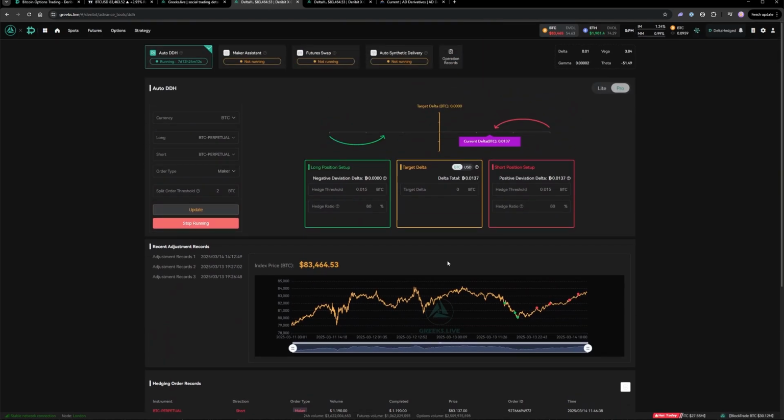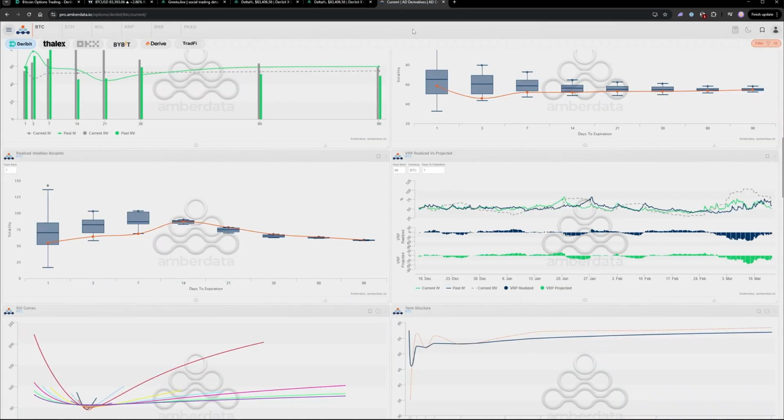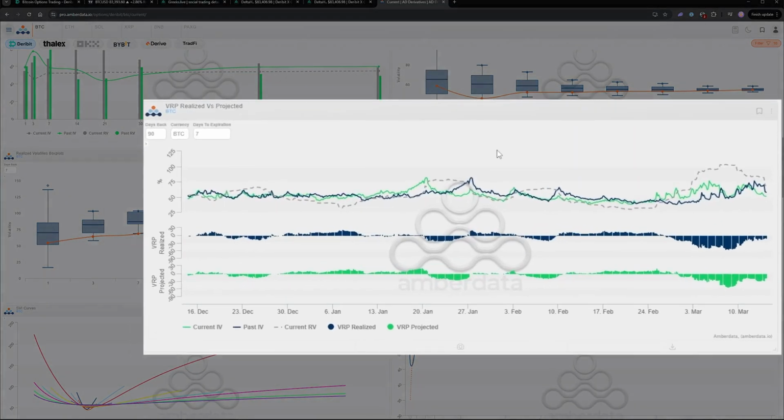When you're delta hedging an option position, your eventual profit or loss is heavily dependent on whether the implied volatility you traded the option at is higher or lower than the eventual realized volatility while you're holding the position. This comparison of implied to realized vol brings me neatly onto the Amber Data platform, because one of the charts they have displays the relationship between implied volatility and realized volatility very nicely. And I'm talking about this chart right here.